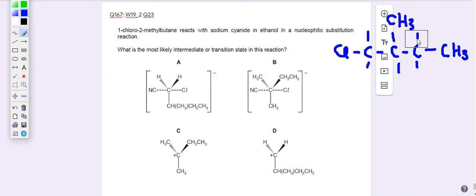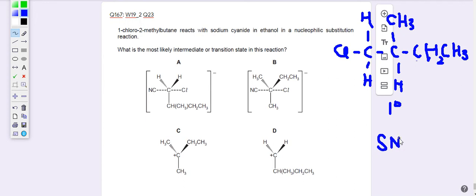Now I'd like to simplify this to CH2, another 2H. Now let's look at the carbon that is bonded to Cl. It is bonded to only one R group, so this is a primary halogenoalkane. Now, if it is a primary halogenoalkane, this nucleophilic substitution will use the SN2 mechanism.